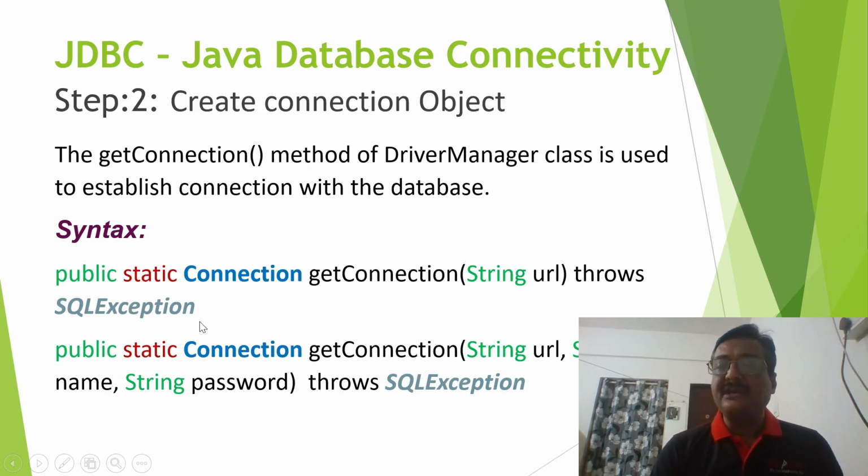Just like forName, getConnection is also a checked exception. So whenever you are using the getConnection method, you need to enclose it in the try catch block, or otherwise report it at the method level using throws. Fine. Another syntax has three parameters: String URL, String name, String password. So if your database has a username and password, along with the URL of your database, you need to pass the username and password when you are creating the connection object.